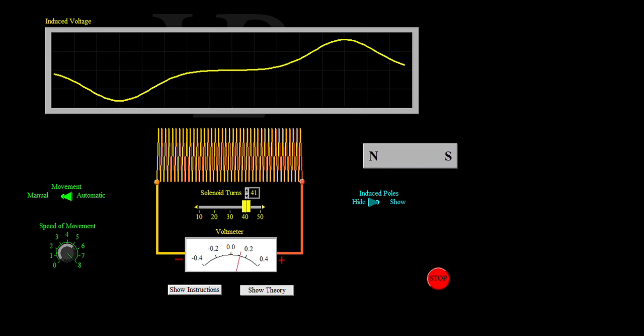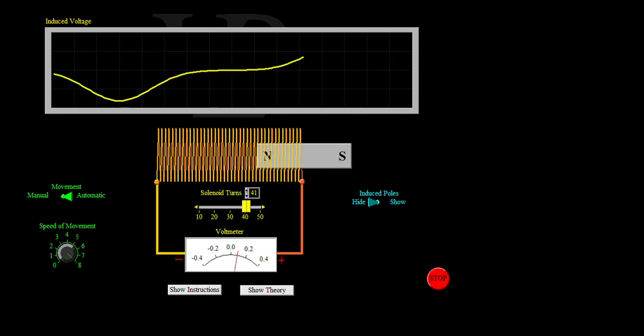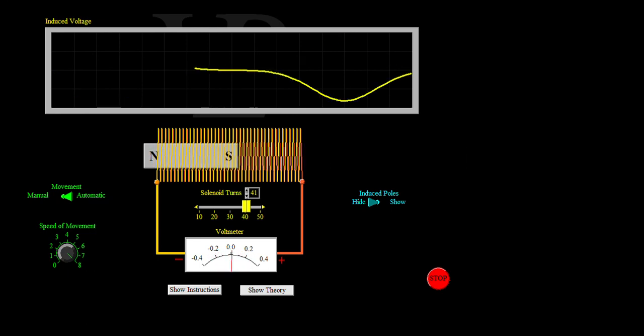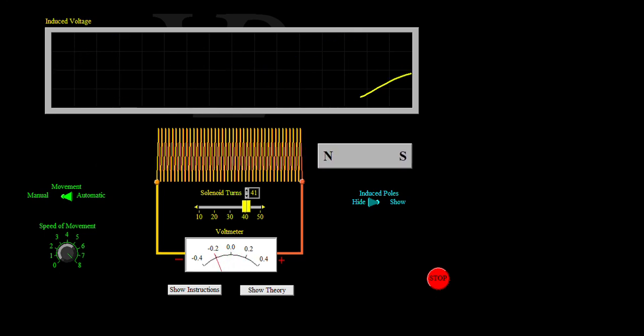So you see the interesting shape of our induced EMF here, where we get a peak positive or peak negative value, but we get this flat spot as the magnet is wholly inside the coil.